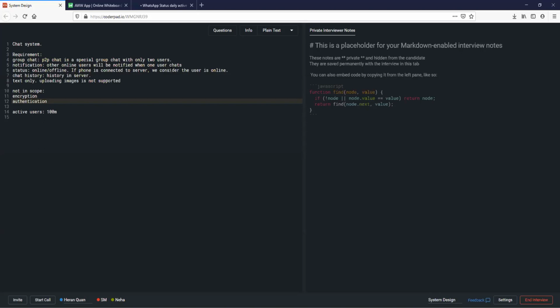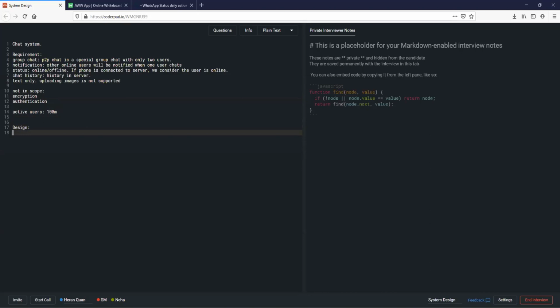These are the functional requirements. Shall we discuss the non-functional requirements like availability and consistency? Yeah, sure. I'm not sure if that's a functional feature. Maybe we can have some design.